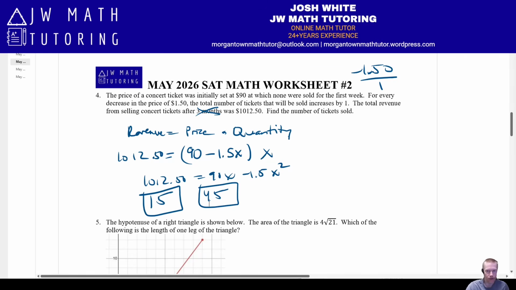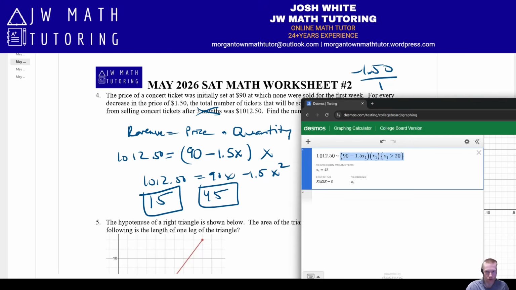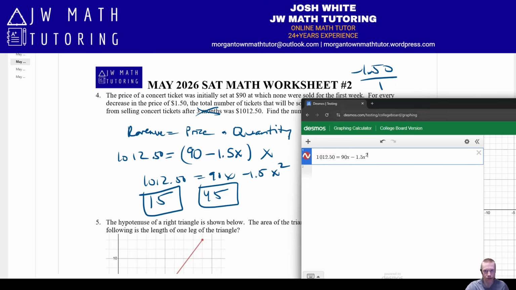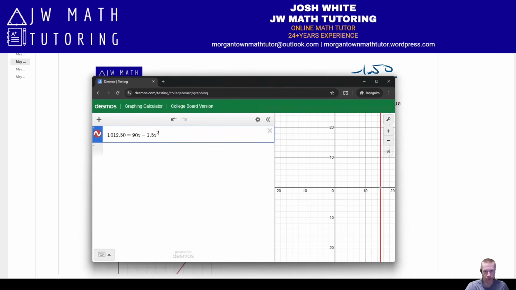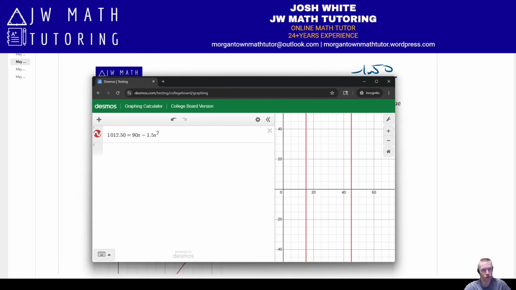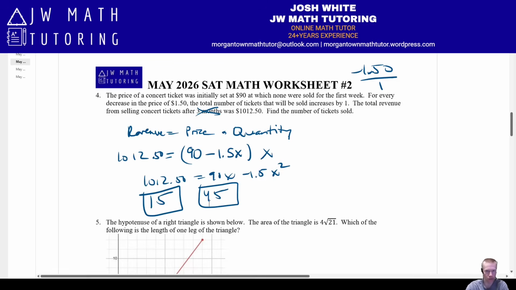Now, what you could also do is if you multiply it out here, 102.50 equals 90x minus 1.5x squared. If you simplify this and get an actual equation, distribute it. I guess technically you don't have to distribute it, but the point is if you graph just the equation itself, there's 2 vertical lines, one at 15, one at 45. Those are going to be your 2 answer choices.